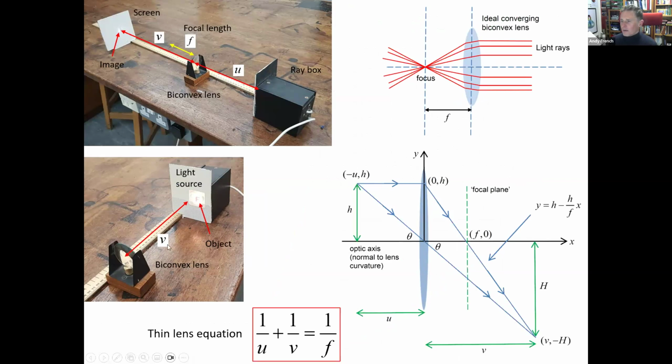And you can figure out what the focal length is via this rather lovely formula. So if you look at the picture at the top left, here's a biconvex lens. We've got a ray box here and a screen. And the lens to ray box distance is U. The lens to screen distance is V. And they add in reciprocals, which is rather cool. And you can derive it from the laws of the lens. I'll let you ponder that one in slow time, but it's just looking at straight lines and that kind of thing.